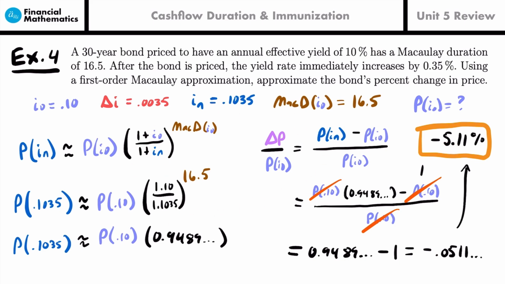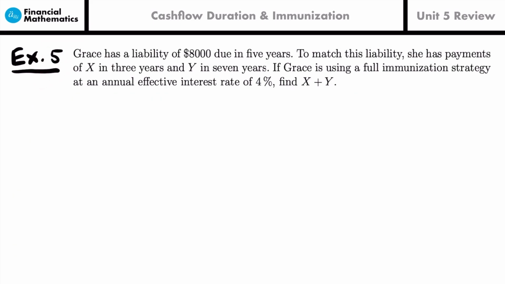Let's take a look at the next one. Okay, so for our 5th review problem, we have Grace has a liability of $8,000 due in 5 years. To match this liability, she has payments of X in 3 years and Y in 7 years.